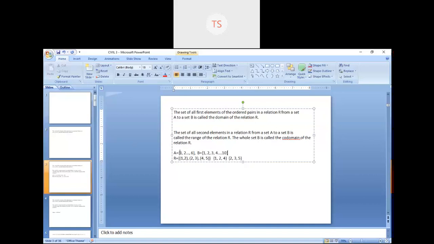But range is some particular elements, the second elements, from the set B. Now see what is the range. The range is 2, 3 and 5. For range we have not selected all the elements from the second set B. We have selected some particular elements. Those particular elements are the range, and the whole set B is known as the codomain. Is it clear? So range and codomain are two different topics. Is it clear? Yes, ma'am.